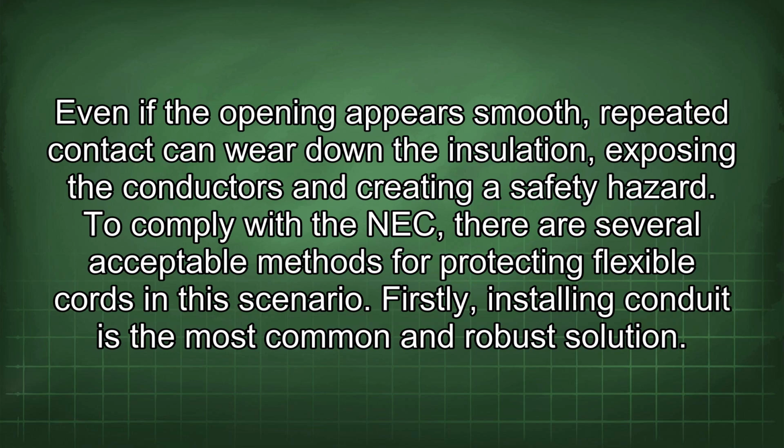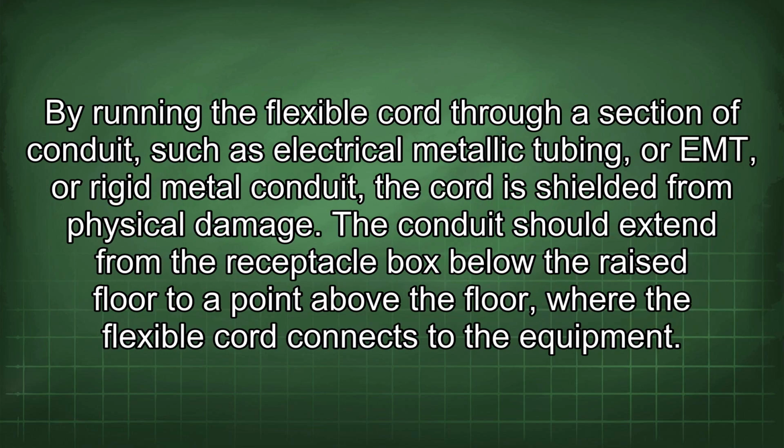To comply with the NEC, there are several acceptable methods for protecting flexible cords in this scenario. Firstly, installing conduit is the most common and robust solution. By running the flexible cord through a section of conduit, such as electrical metallic tubing or IMC, or a rigid metal conduit, the cord is shielded from physical damage. The conduit should extend from the receptacle box below the raised floor to a point above the floor where the flexible cord connects to the equipment.